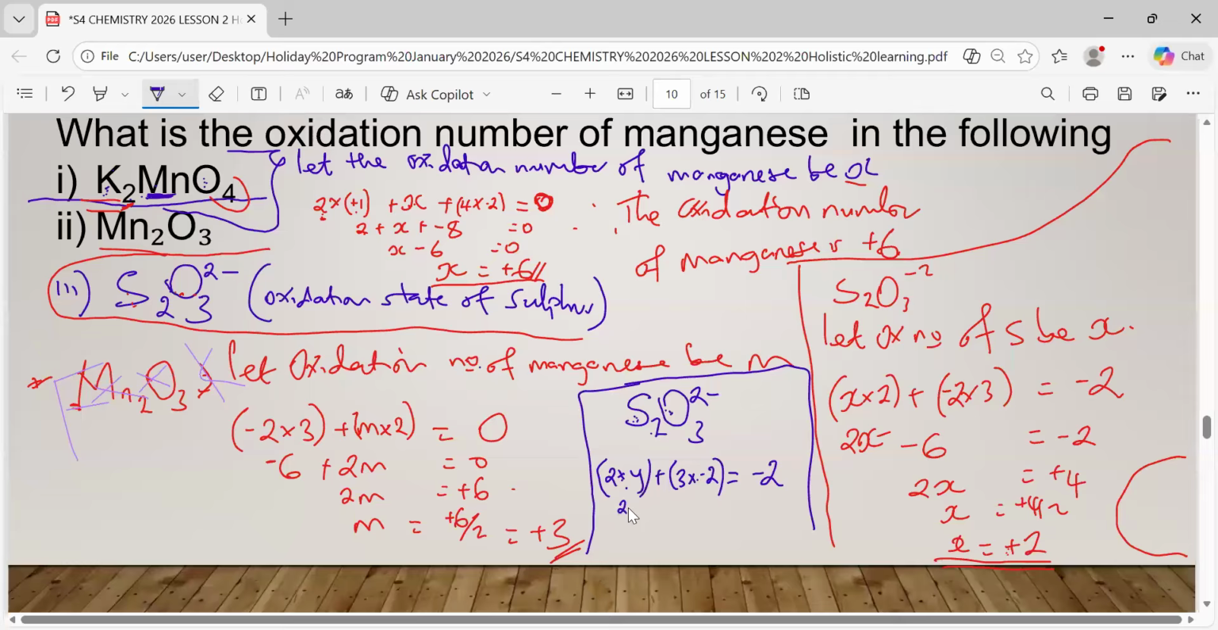So this becomes 2Y minus 6 equal to -2. Are you seeing that? Yes. So this becomes 2Y equal to +4, and Y becomes +2. Is it clear? Yes. So the oxidation number of sulfur in this compound becomes +2. Thank you, sir. Welcome. We are going to still apply it in the equations where we are going.